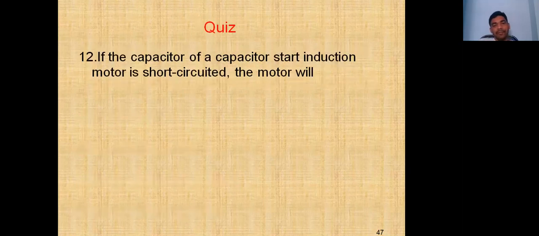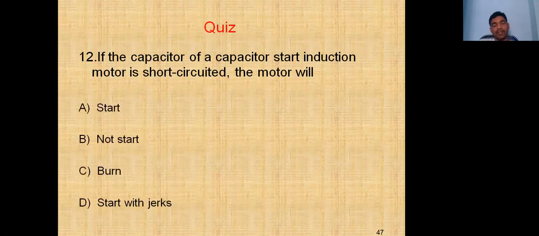If the capacitor of a capacitor start induction motor is short-circuited, the motor will, option A, start, option B, not start, option C, burn, option D, start with jerks. The motor will not start.